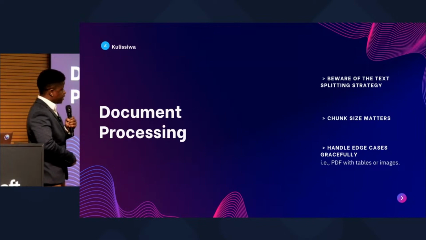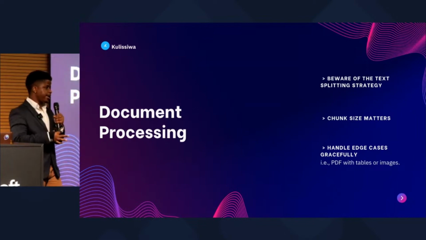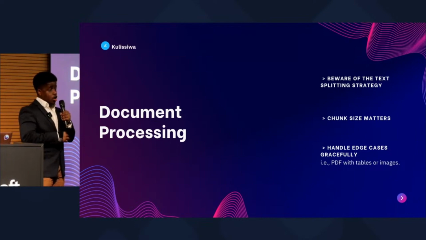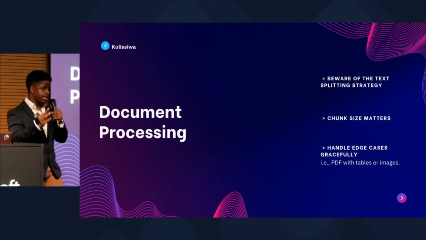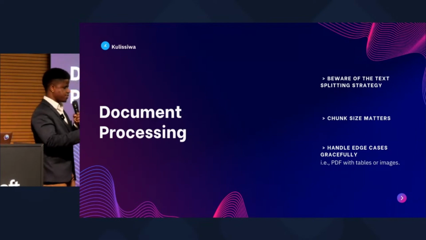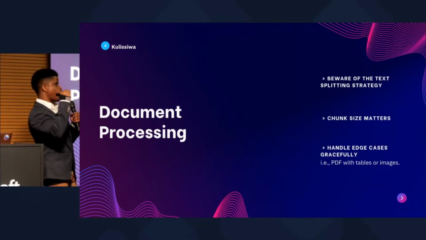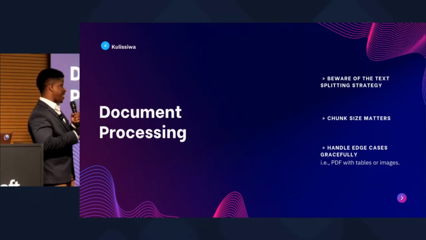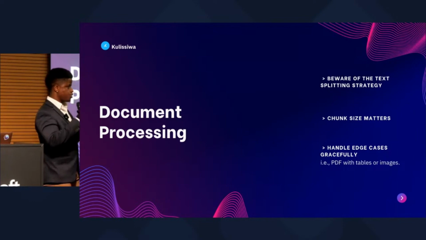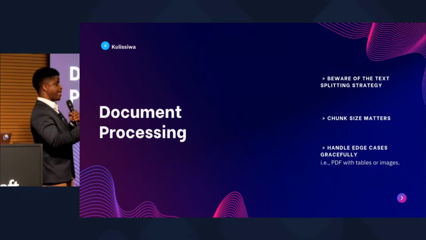And the final one is handling edge cases gracefully. So PDFs, for example, are not exclusively text. Some of them come with tables, graphs, and so on, and all of those tables and images, you can kind of classify them as the top edge cases. And I think to solve this, you should have conditions where you're checking for images in your documents or checking for tables and finding ways to embed those.